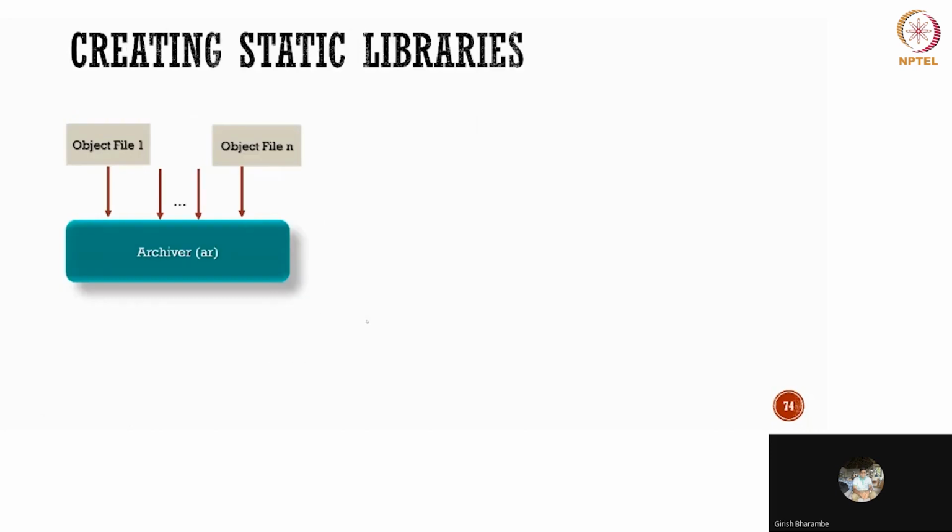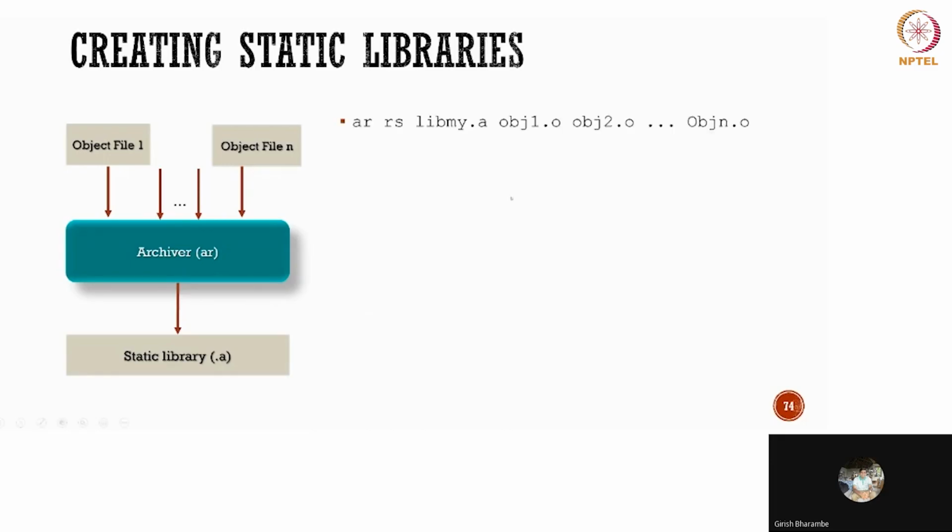So how do you create static libraries? You have multiple object files, and you give them to a utility called ar, which will create a static library with the extension .a. Okay, so I can have something like this: ar rs libmy.a obj1.o to objn.o. So essentially, I'm saying create libmy.a from obj1.o to objn.o, and there are a few functionalities with respect to incremental updates.